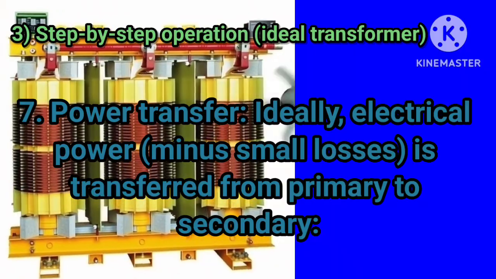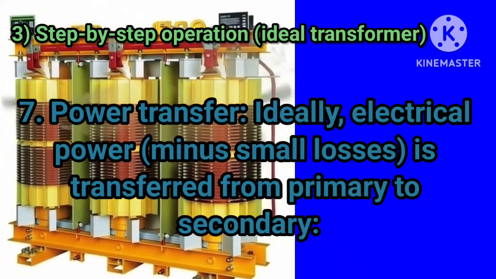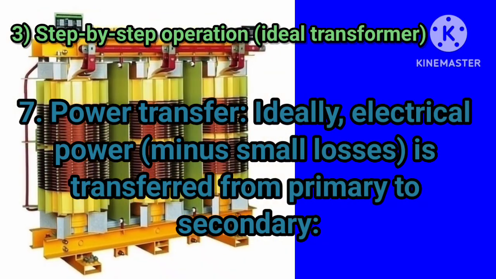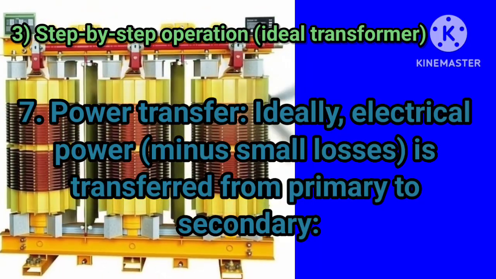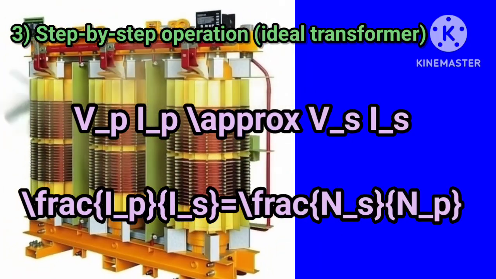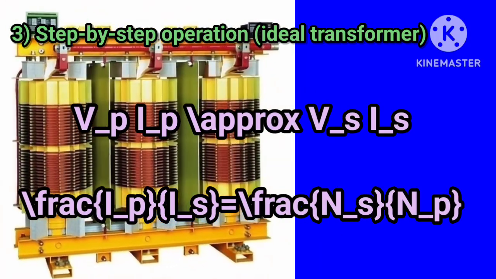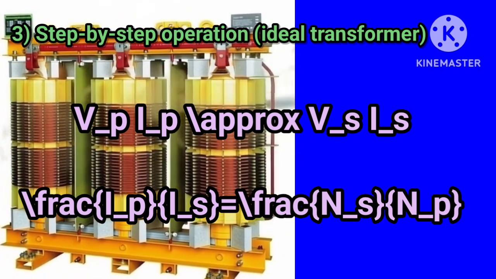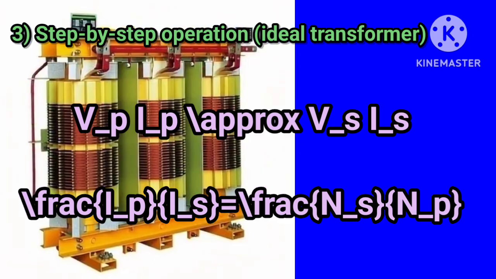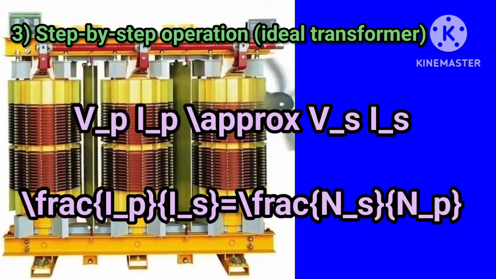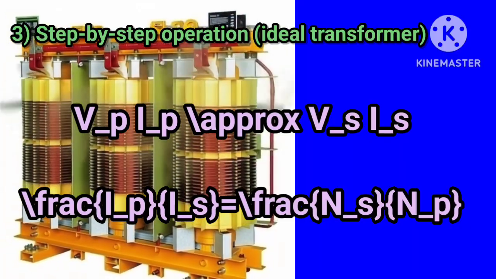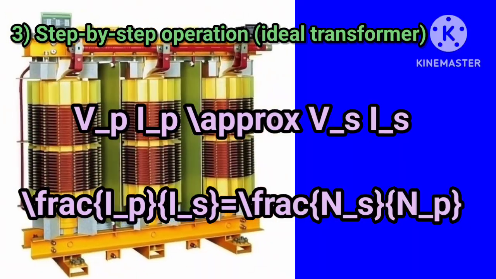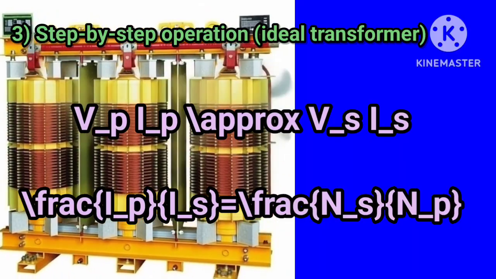7. Power transfer. Ideally, electrical power, minus small losses, is transferred from primary to secondary. V_P I_P ≈ V_S I_S. I_P / I_S = N_S / N_P.